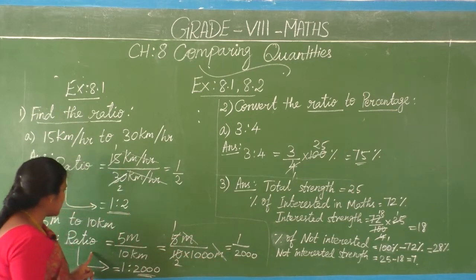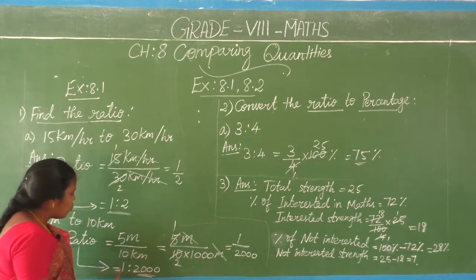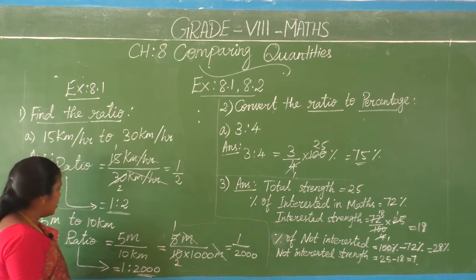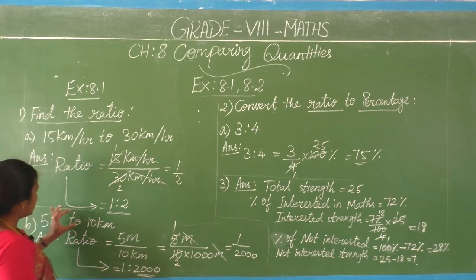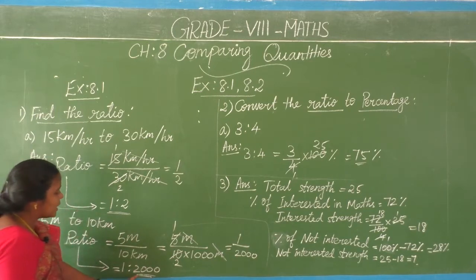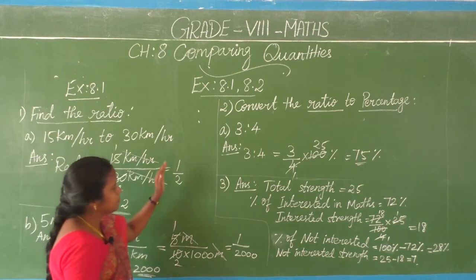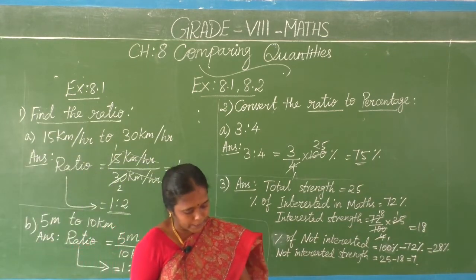So what is that ratio? It can be written in ratio form as 1:2000. The ratio of 5 meter to 10 kilometer is 1:2000. Understood? So like this, one more question is there, you try.